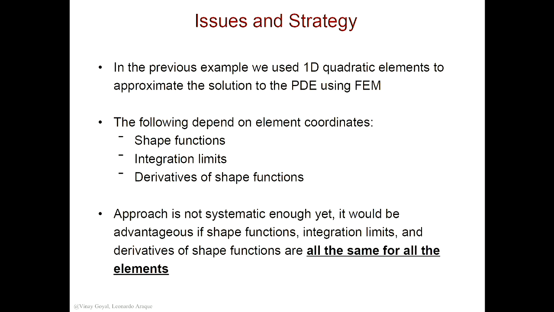So what is the issue? In the previous example we discussed with the two elements, these shape functions, integration limits, and the derivatives of these shape functions change from element to element. Okay, that's not convenient. That's not very advantageous. Although we came up with something that's close to finite elements, and it is finite elements, it's not systematic enough. It's removed from the final goal. The final goal is for you to relax. Okay, that's not what we've accomplished yet.